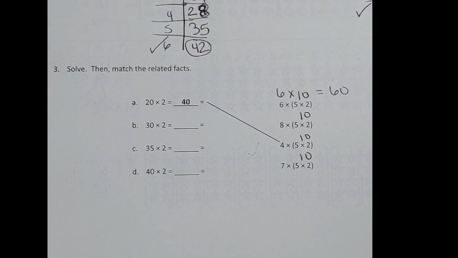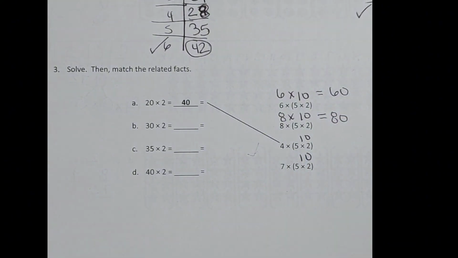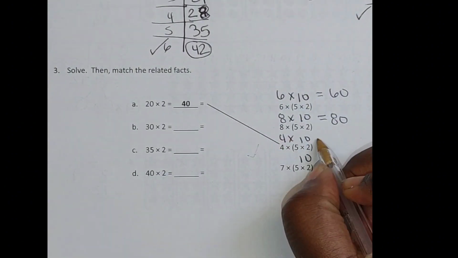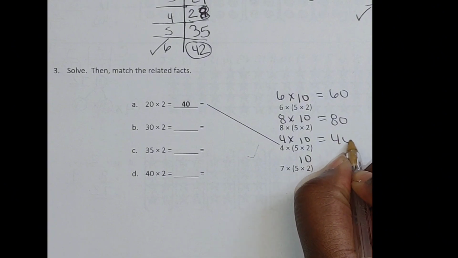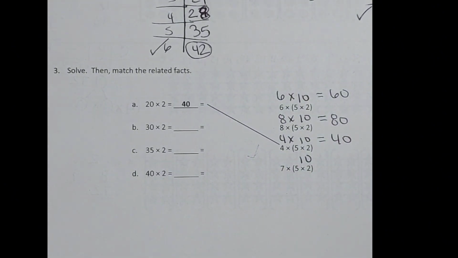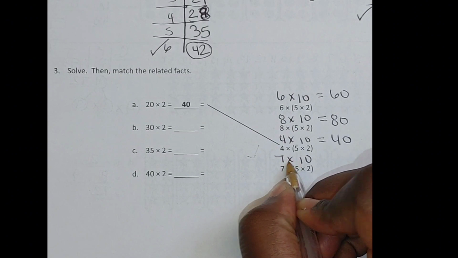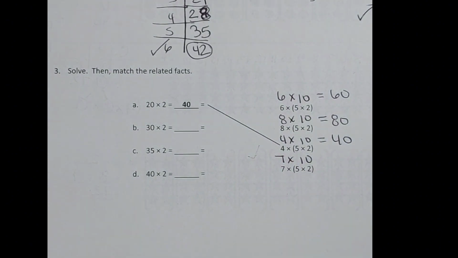The second one is 8 times 10. And 8 times 10 is 80. The third one is 4 times 10. And of course, 4 times 10 is 40. The last one is 7 times 10. And 7 times 10 is 70.